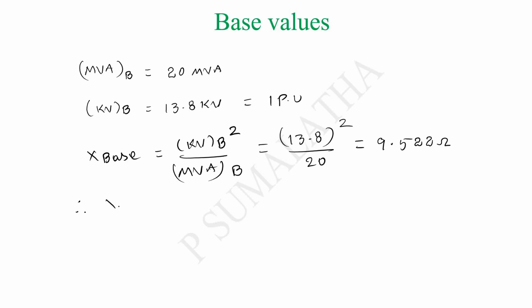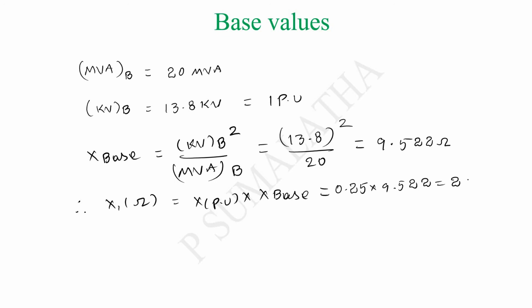Therefore, x1 in terms of ohms is equal to x in per unit times the x base value. That is equal to 0.25 into 9.522, which will give us 2.381 ohms. Similarly, you can convert x2 into ohms.